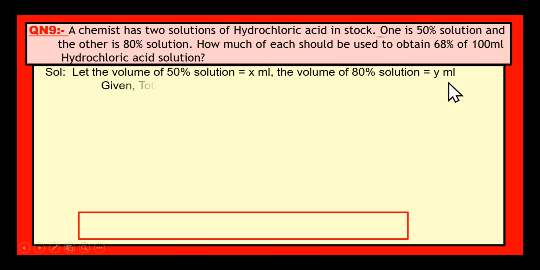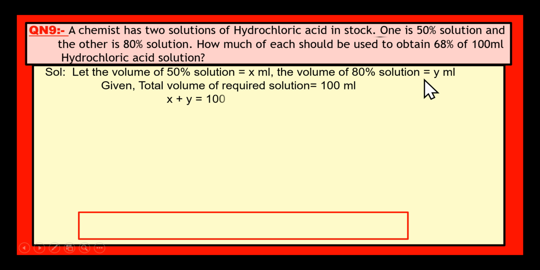If we add x plus y, it should be 100 ml. It is given that the total volume required is equal to 100 ml. That is, x plus y is equal to 100. It is the first equation, isn't it? Total volume of the solution required is 100 ml. Therefore, x plus y is equal to 100. It is the first equation.